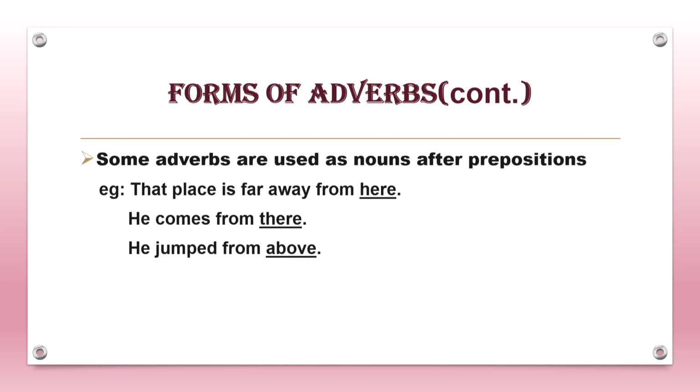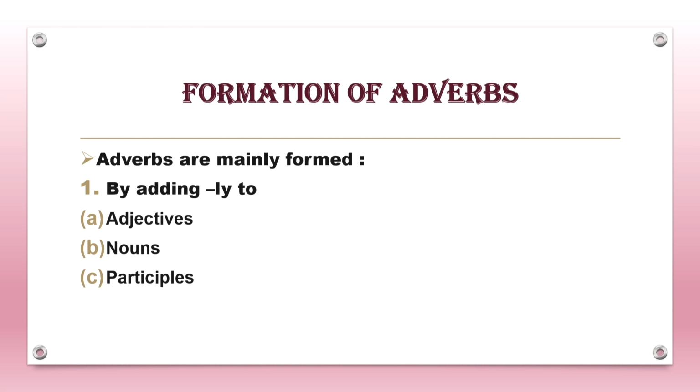Now, moving on, some adverbs are used as nouns after prepositions. That place is far away from here. He comes from there. He jumped from above, and so on. Now, next is formation of adverbs. Adverbs are mainly formed by adding ly to adjectives. Let us take an example. Secret is an adjective. So, on adding ly to it, we get secretly, which is an adverb.